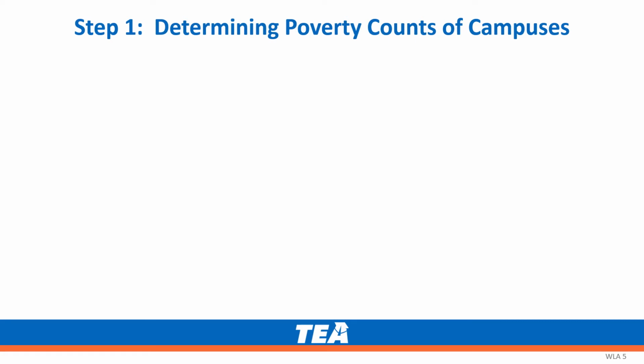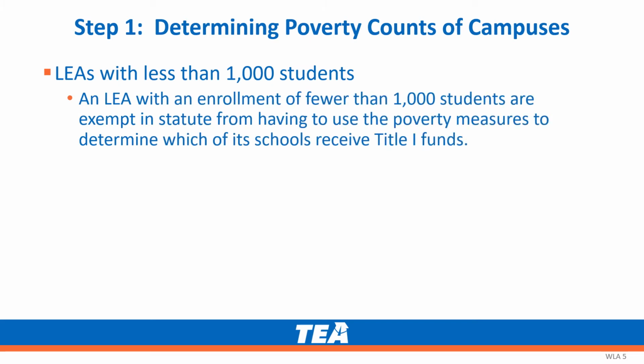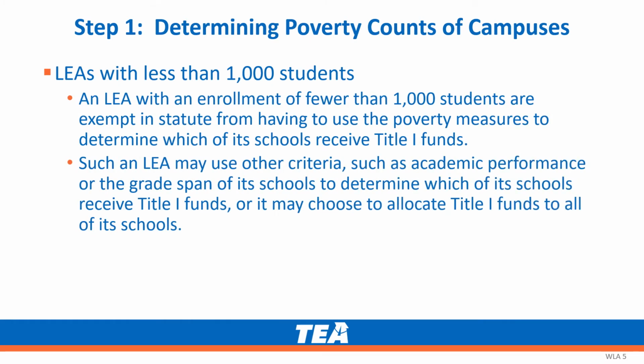It is important to note that an LEA with an enrollment of fewer than 1,000 students is exempt in statute from having to use the poverty measures to determine which of its schools receive Title I funds. Such an LEA may use other criteria, such as academic performance or the grade span of its schools, to determine which of its schools receive Title I funds, or it may choose to allocate Title I funds to all of its schools.